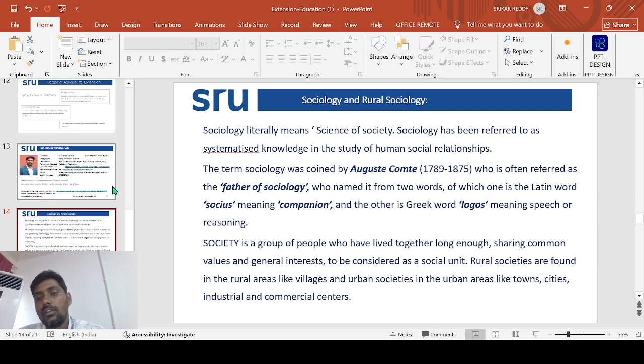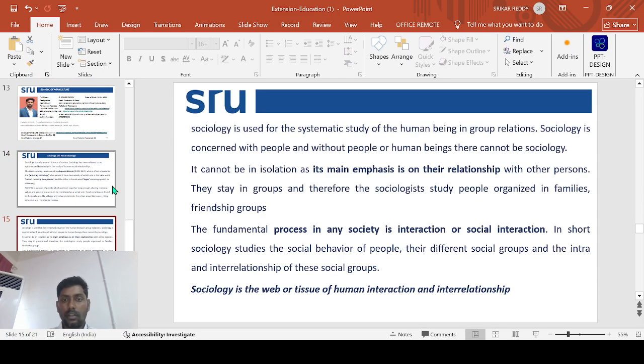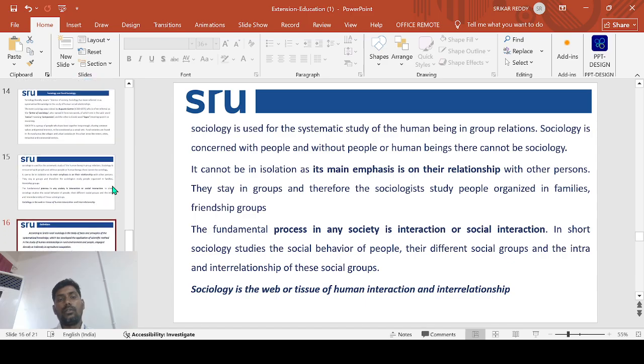His contributions span around 80 years, from 1979 to 1985. But he has significant contributions in sociology. That's why he is considered the father of sociology. Okay, that is the concept of sociology. Now we will see the definition of sociology.